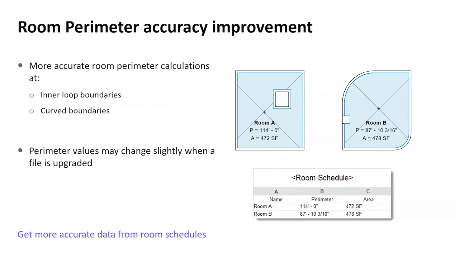This one is great, but it's going to take a little getting used to. So room perimeter accuracy. Autodesk has improved the accuracy of rooms and accounts for inner loops within rooms. Additionally, the perimeter values did not include that before. So we're talking round rooms, arc segments. The room perimeter and area volumes are more accurate in this new release.